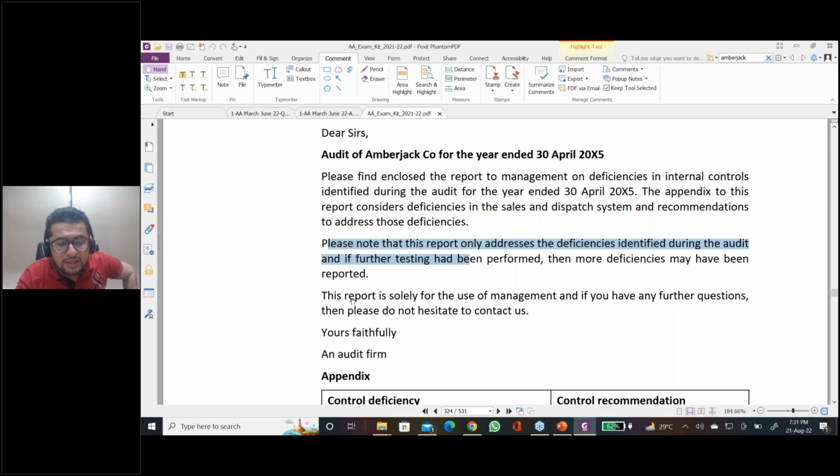Number third, this report is for the use of management only, and they should not use it or they should not share it with anyone else. Last but not the least, if they have got any concerns, please do not hesitate to contact us, and I'm always available on WhatsApp. So yours faithfully, audit firm.